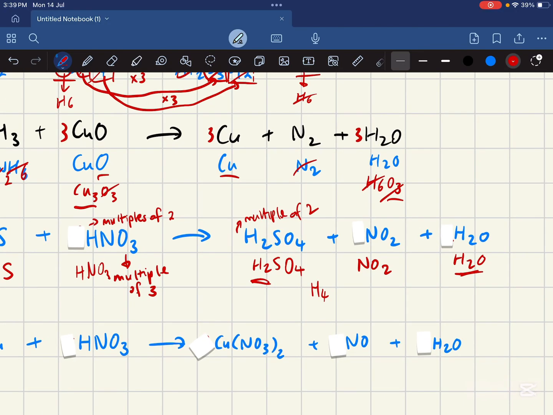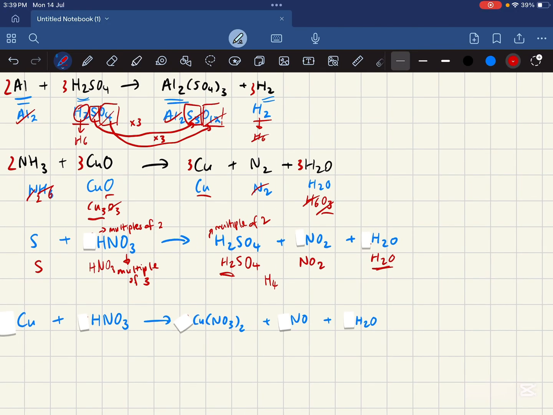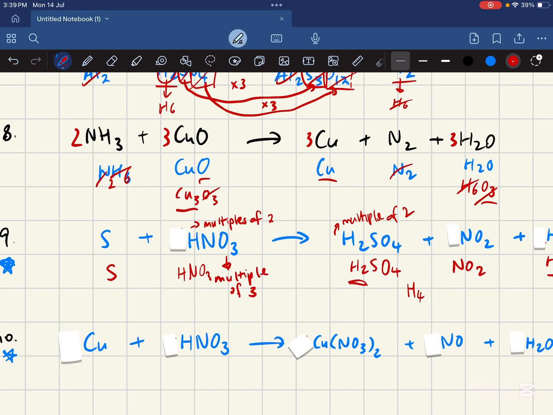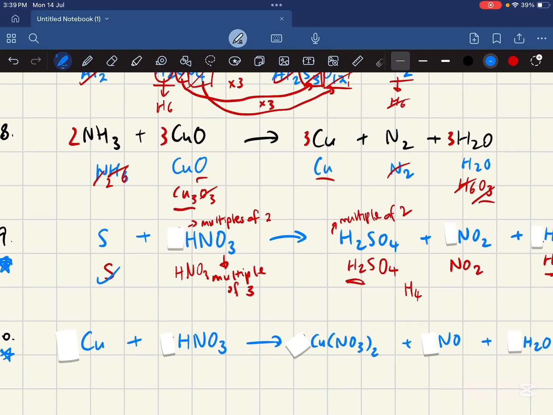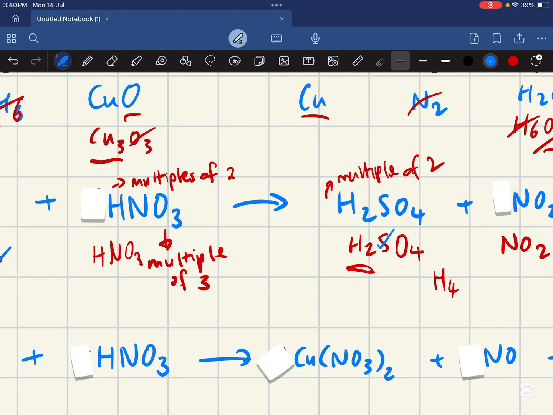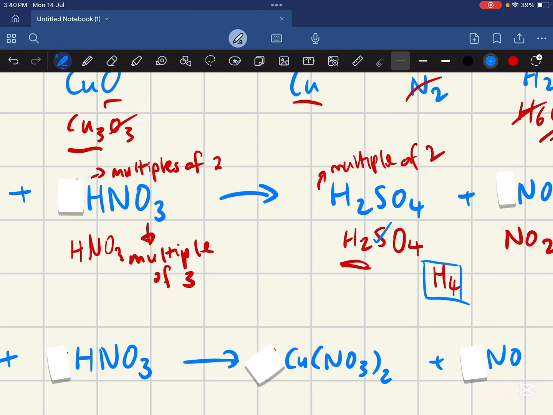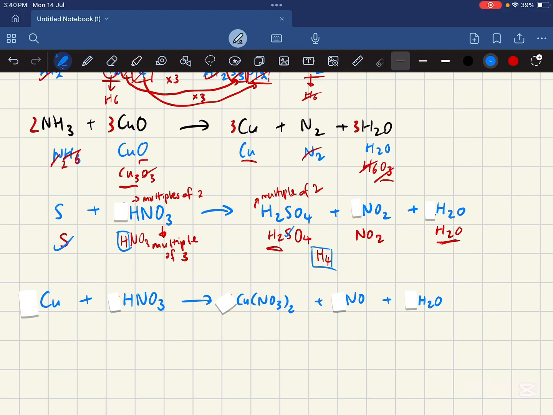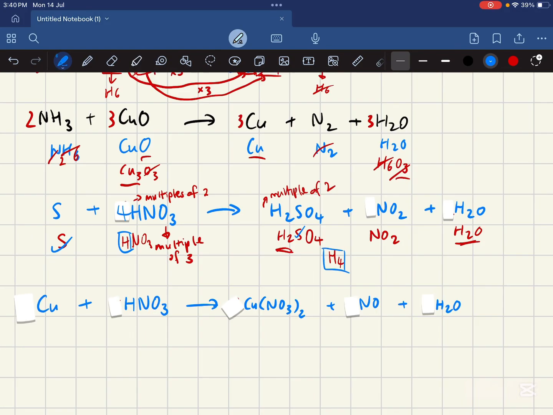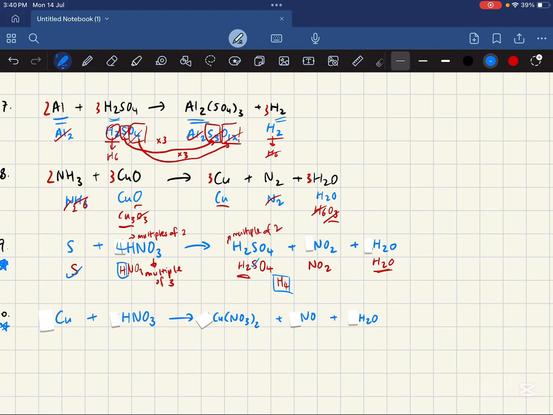Okay. Now, this is where it gets a bit tricky or confusing. So let's see what is balanced so far. S is definitely balanced. And that's it really. We have a H4 and we have a H3. Oh, we just have a H actually. So you may suggest we multiply this by 4. That can work.